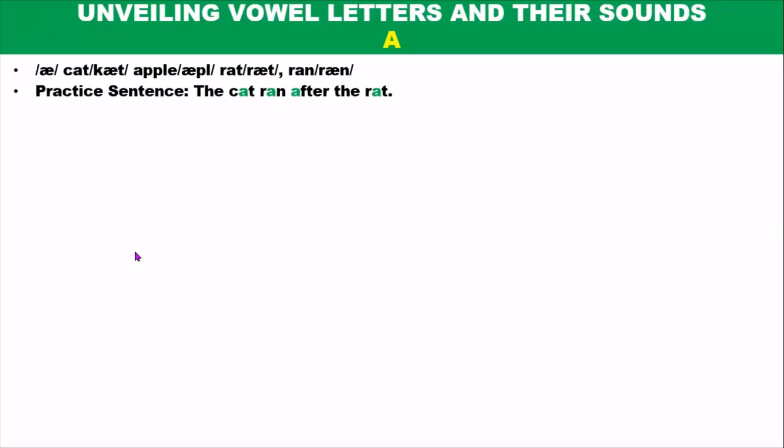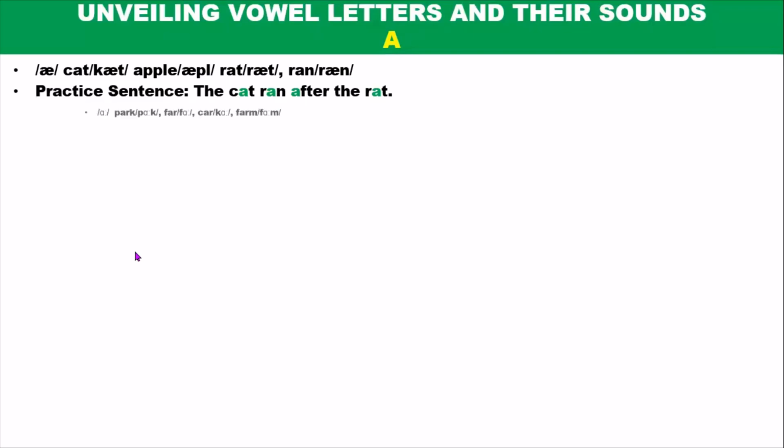We are going to begin with the letter A. The letter A contains various vowel sounds. Let's begin with the first one, and that is A, as you have in cat, apple, rat, ran. Now let's have a practice sentence. The cat ran after the rat. Now, make sure you listen, watch, and practice until you familiarize yourself with the sound.